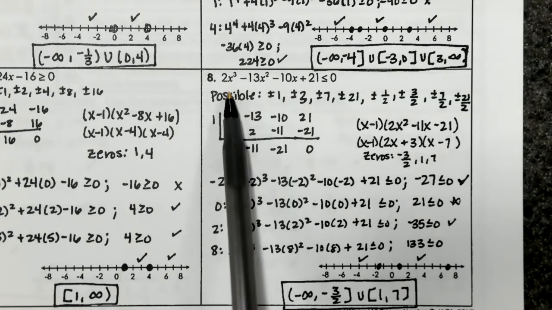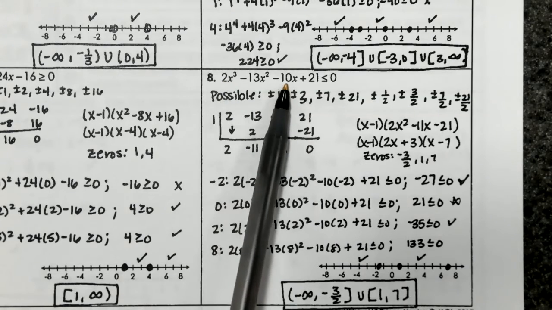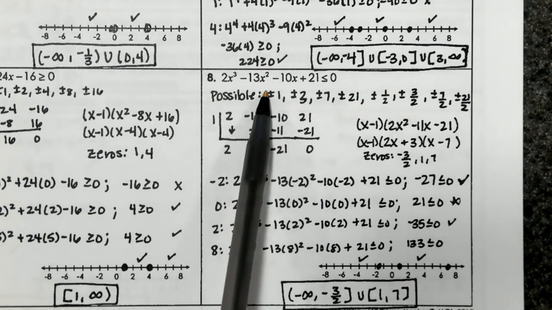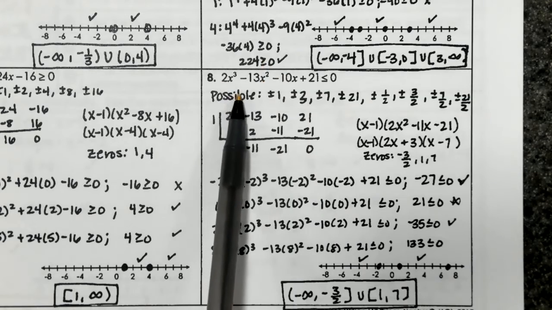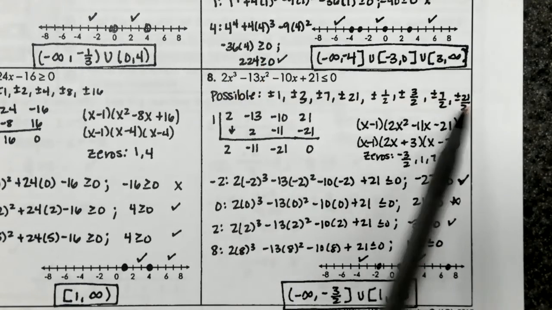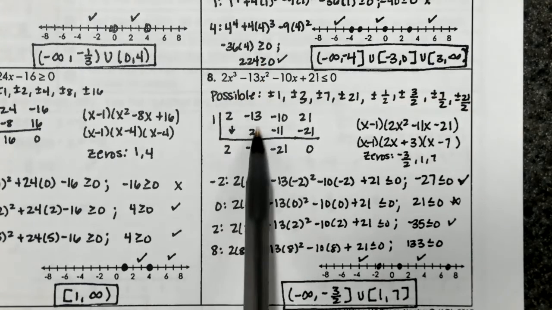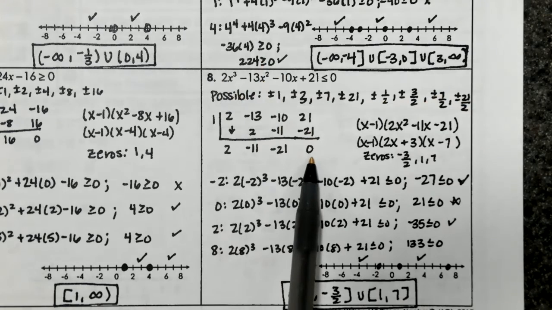All right, look at this one. So you can try to factor by grouping, or you can pull out your possible zeros, pick one, see if it's a factor.